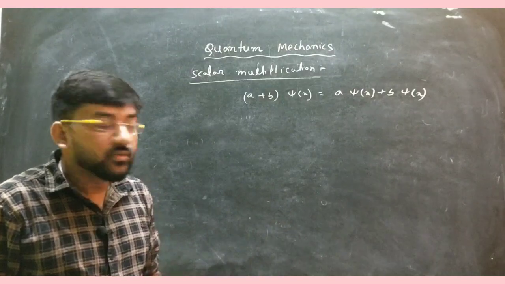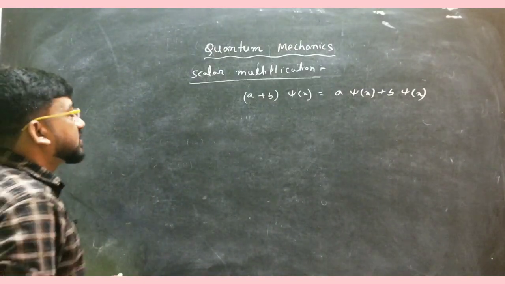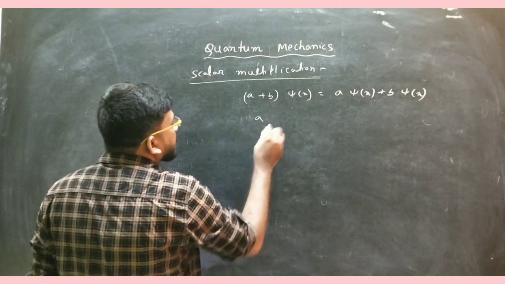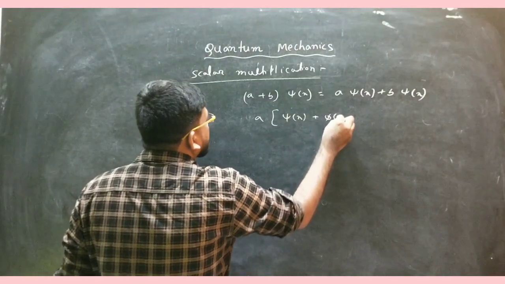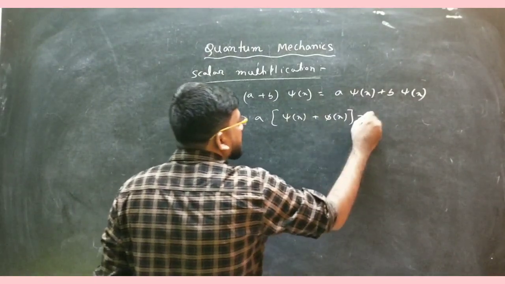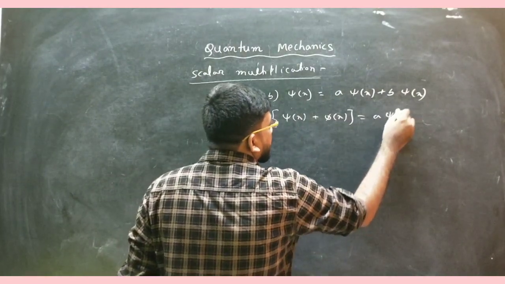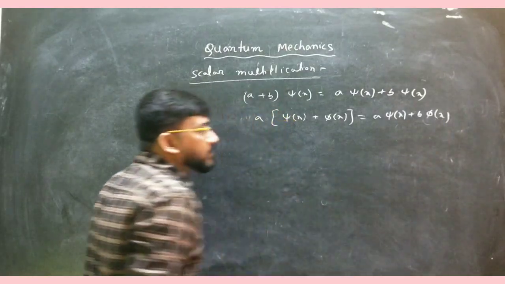You will see later on. So this (a plus b) psi of x is equal to a psi of x plus b psi of x in scalar multiplication. Similarly, if you multiply a with psi of x plus phi of x, this will also be multiplied with a first, psi of x, then phi of x. So a psi of x plus a phi of x.